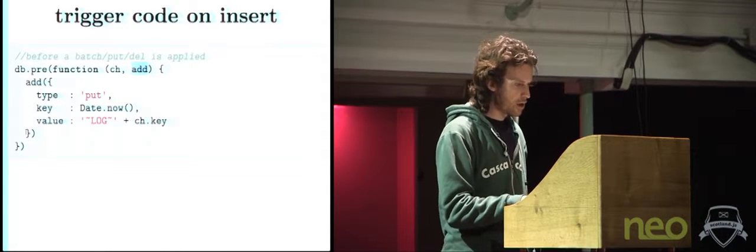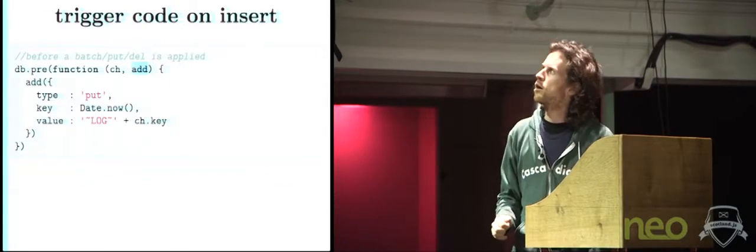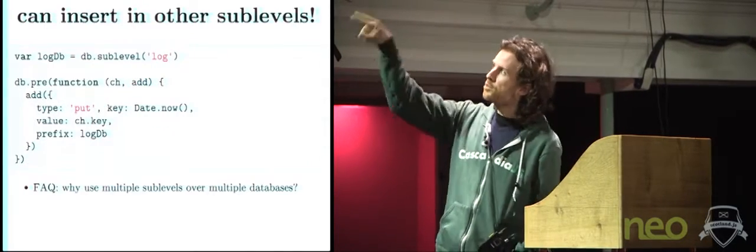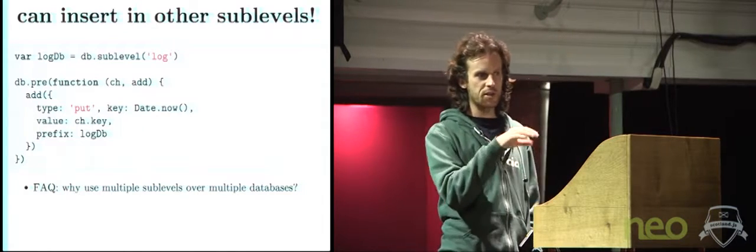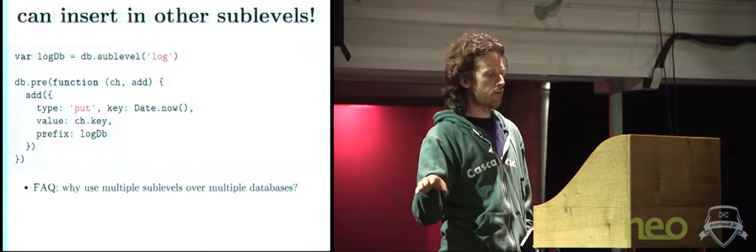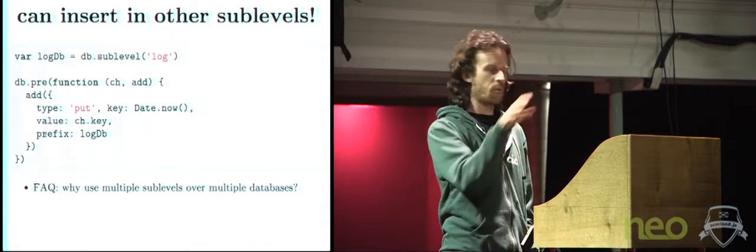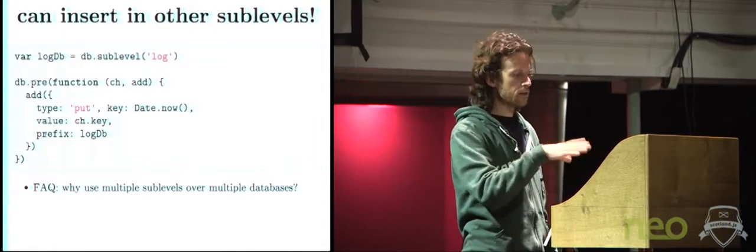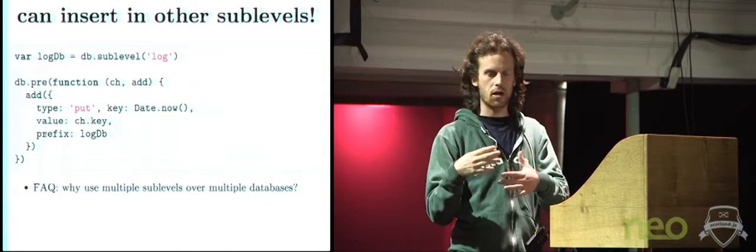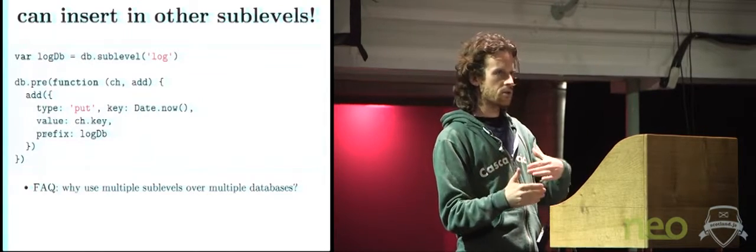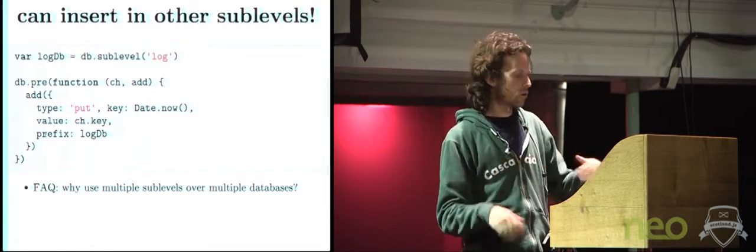And then we can also add this into a subsection of the database. So we create these 2 different databases, and then we've partitioned the log of all the keys we've added from the regular data, and we can query them independently without interfering with each other, so they're really cleanly separated.